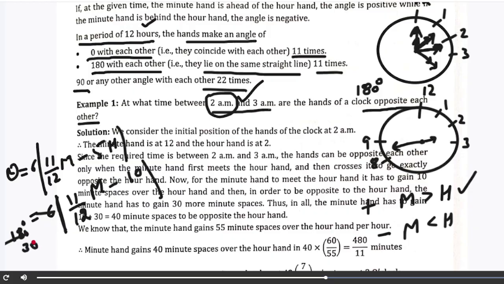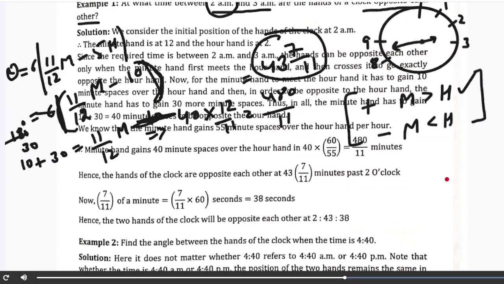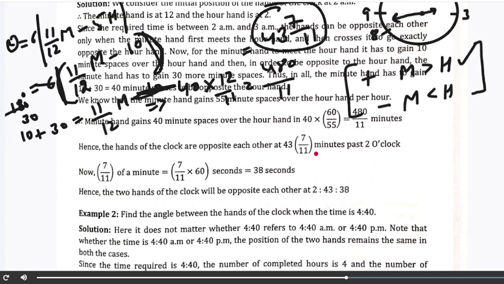Now if you solve it, this mode you can convert straight away to brackets, because you have used this technique to find out the result. So you got 30 is equal to 11 by 12 m minus 10. This m will come to this side. So this becomes 40 into 12 by 11. That is 480 by 11, which is 43 and 7 by 11. So 2 o'clock and 43, 7 by 11. That comes out to be the answer.